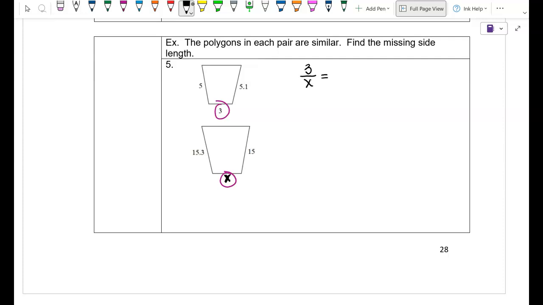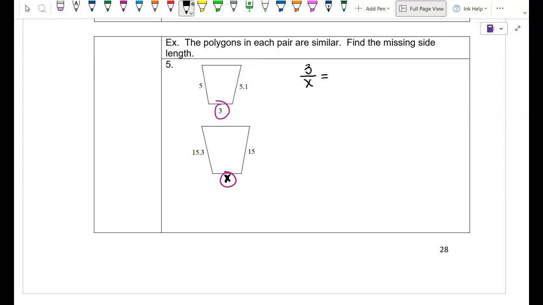Now, I do have to caution you here. On this one, a lot of mistakes are made because of the way these figures are drawn. It looks like I can go straight up. But you have to look at the measurements of the sides that are left. On the top figure, I have a 5 and a 5.1. The smaller of those two has to match up with the smaller of the two measurements on the bottom.